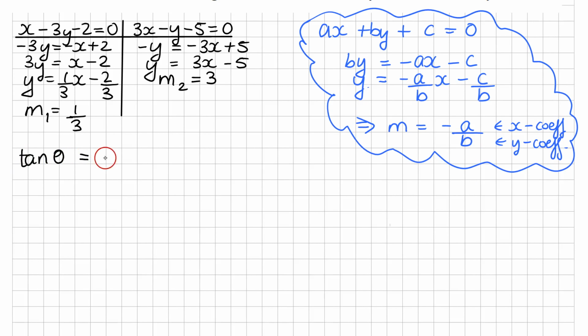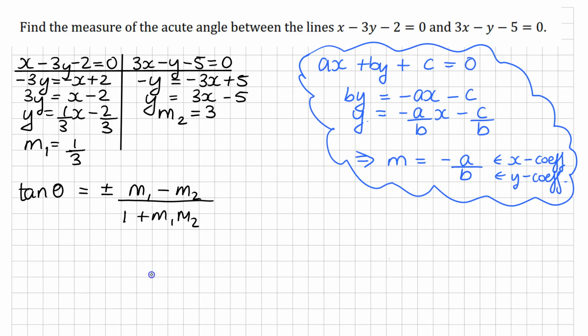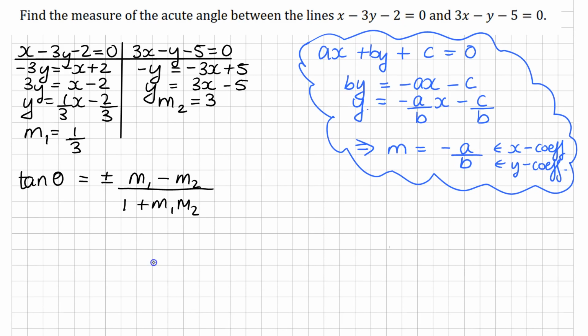And then we know that the tan of my angle theta is equal to plus or minus m1 minus m2 over 1 plus m1 m2. Now we're asked here for the acute angle, which means we want the positive angle. So what I'm going to do is rub out the plus and minus, and I'm going to use my absolute value.